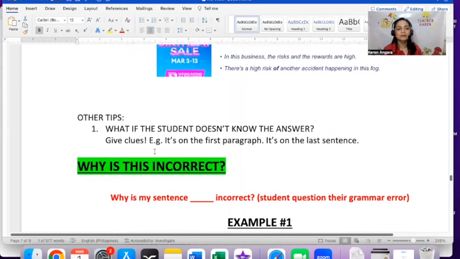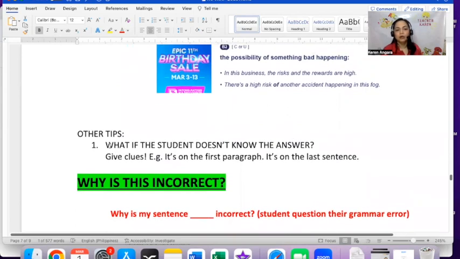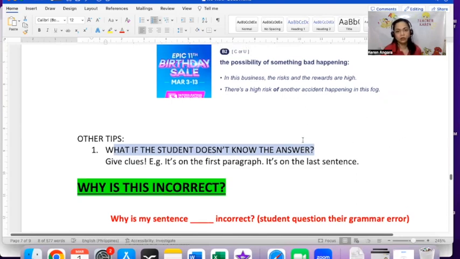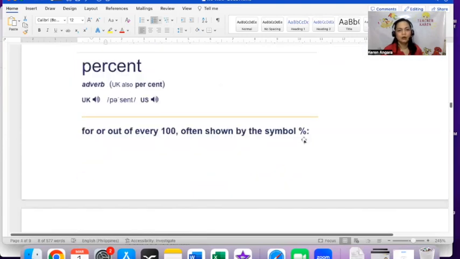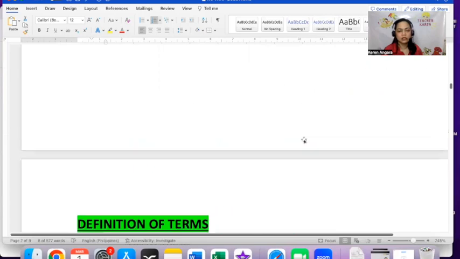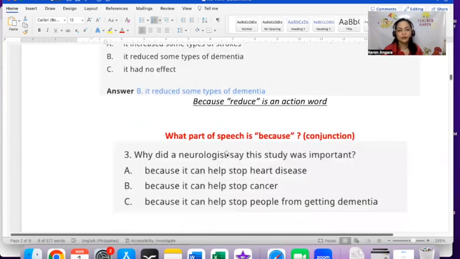So other tips, what if the student doesn't know the answer? What I'm pertaining to is the question and answer portion. Like after reading the article, they're going to be asking you about the article, right? The example was what I placed here earlier. Let me just show you guys. This one. Why did a neurologist say this study was important? So it's like a reading comprehension, listening comprehension, Q&A.